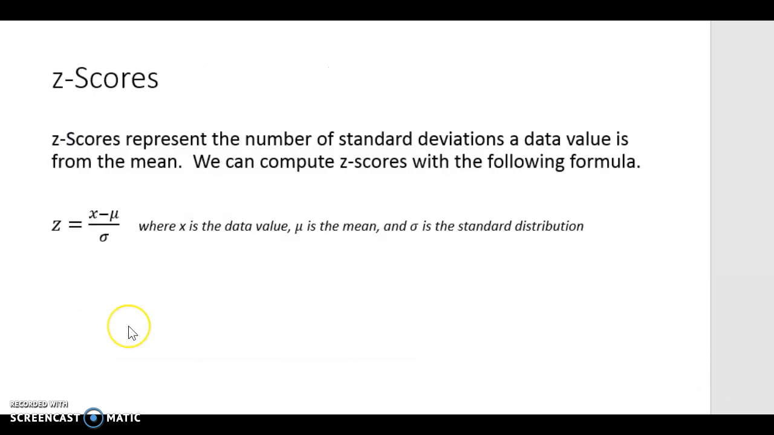All right, so let's talk a little bit about the z-score. The z-score is the scores on the bottom of that curve that correspond to the number of standard deviations.